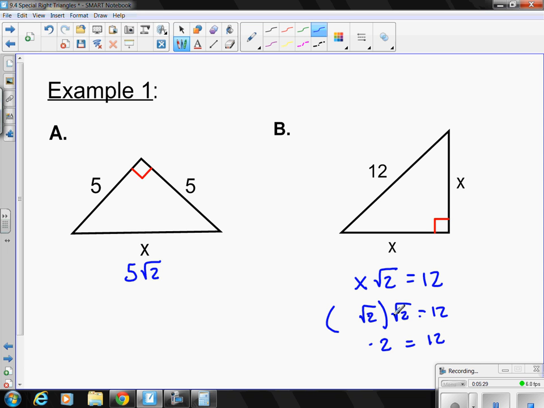Right? Square root of 2 times the square root of 2 is 2. So 2 times what is 12? 6. So 6 times the square root of 2 times the square root of 2 equals 12. So x in this problem is 6 times the square root of 2.